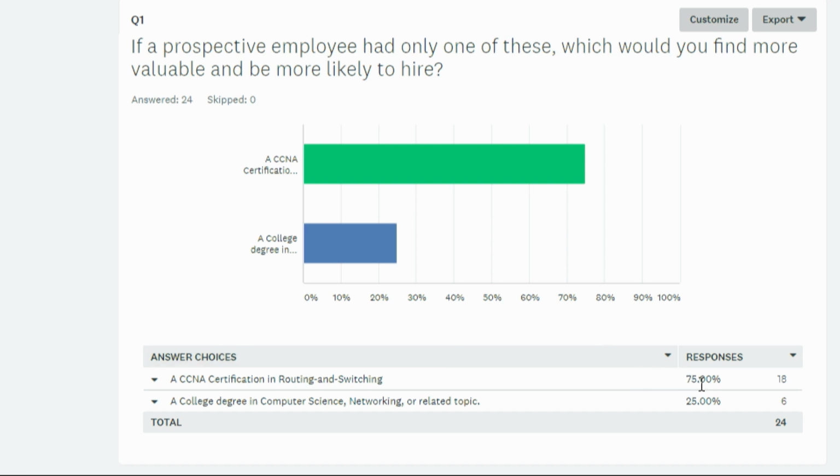75% of the people that responded said if they had to choose between just one, they'd rather hire someone with a CCNA certification and no college degree. 25% said, hey, I'd hire someone with a college degree only and without a CCNA.